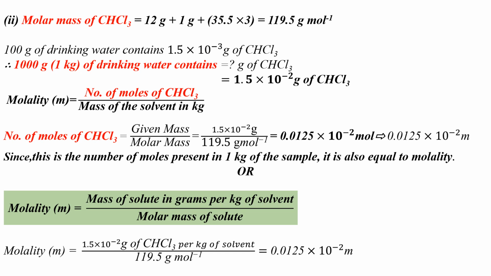Or there is an alternate method to do the same calculation. We can use the second formula of molality for this purpose. What is the formula? It is equal to mass of solute in grams per kilogram of solvent divided by molar mass of solute. So molality is equal to mass of solute in grams per kilogram of solvent, calculated as 1.5 into 10 power minus 2 grams, per kilogram of solvent divided by molar mass, which is 119.5 gram per mole. On solving, you get a value of 0.0125 into 10 power minus 2 molal straight away.